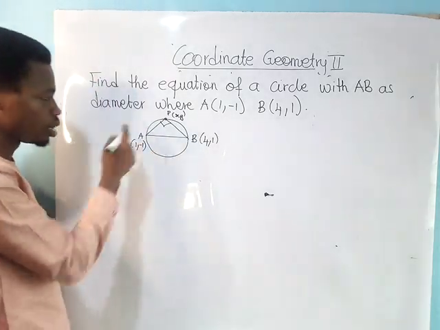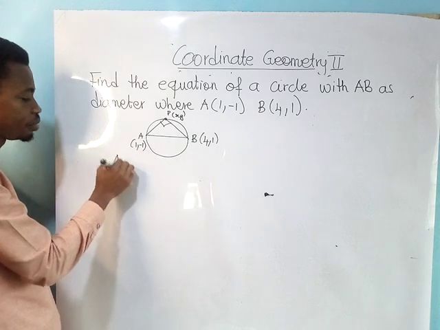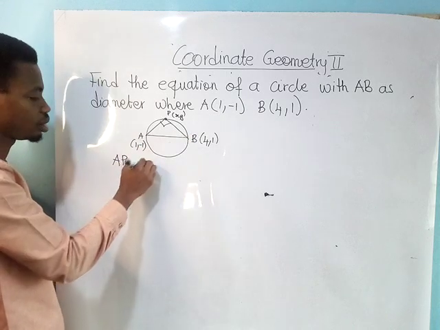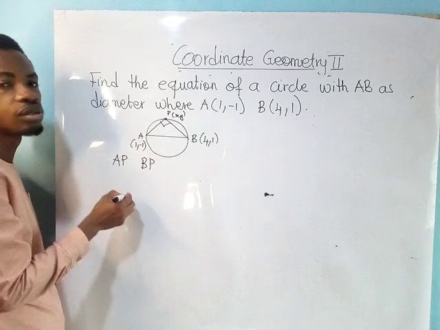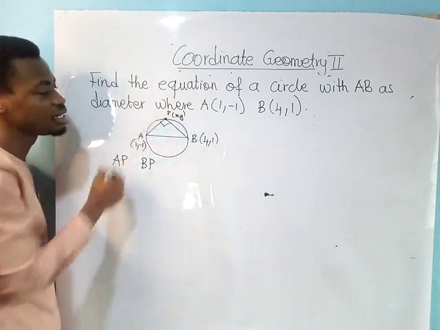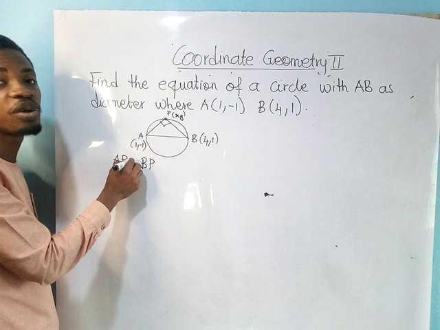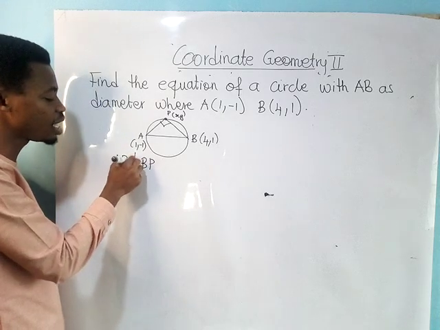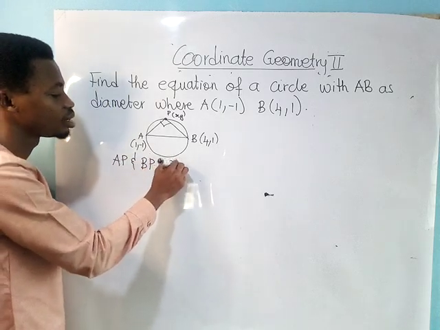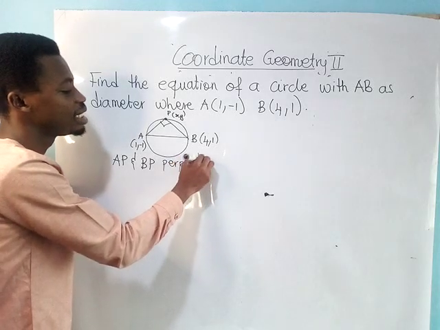So now, when we look at AP and BP, because they form an angle of 90 degrees, we can say that they are perpendicular. So AP and BP are perpendicular.